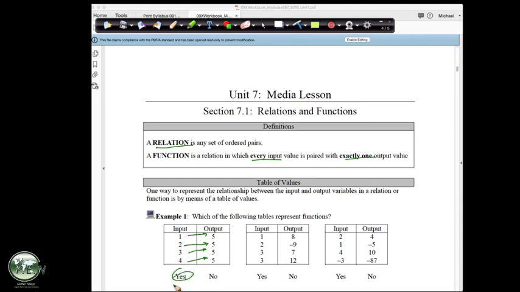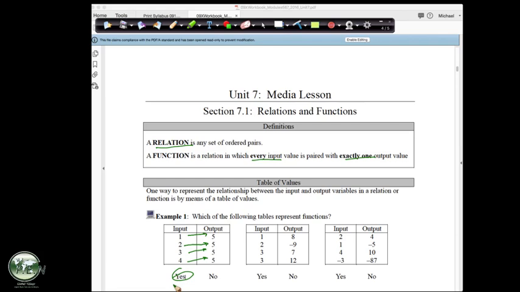So the outputs can be repeated. So I say this is like a double standard. The input has to be monogamous, it can only have one, but the output doesn't need to be. Society has certain levels of double standards in various relationships, right?